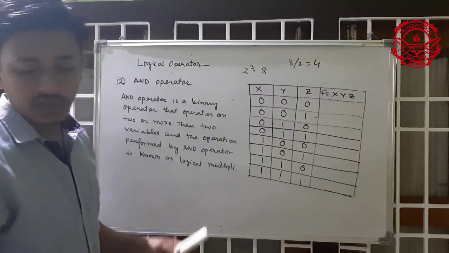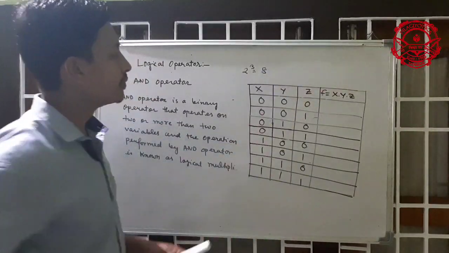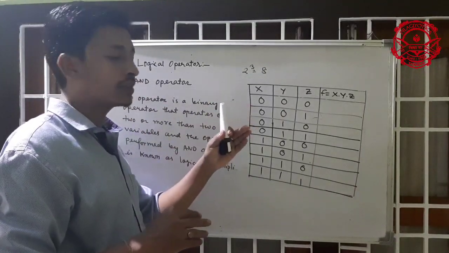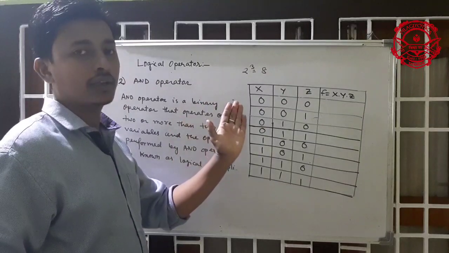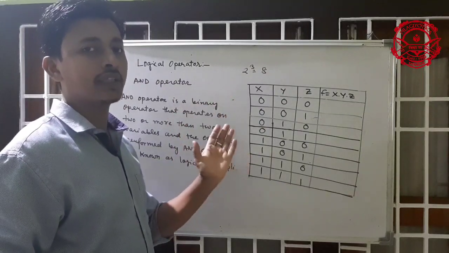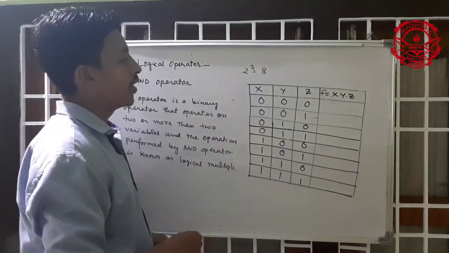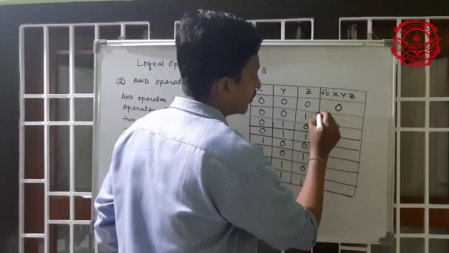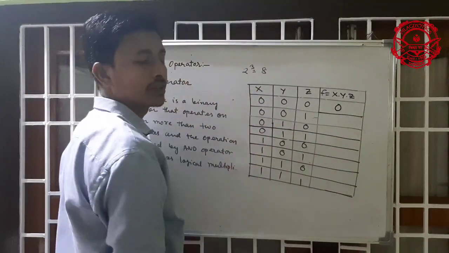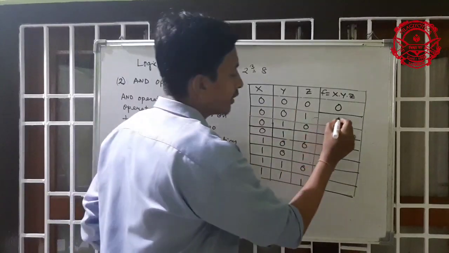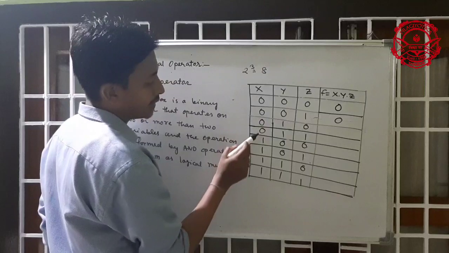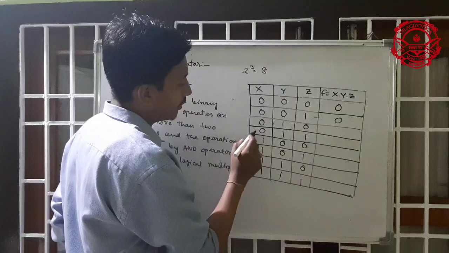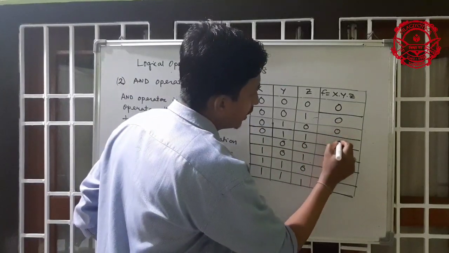The result says that if all the statements are true, then the answer will be true. Here, 0 0 0 means false false false, definitely false. If there is a false value, then the result is definitely false. So that's why for the first 4 rows the answer will be 0.